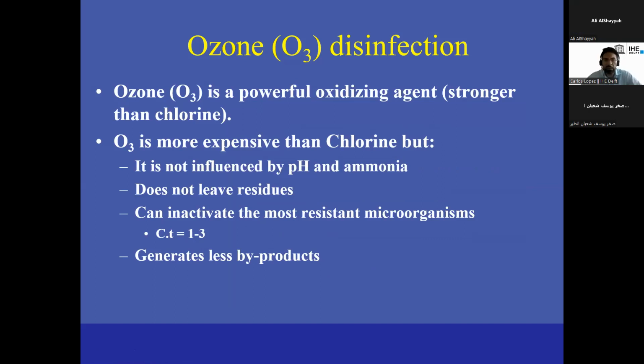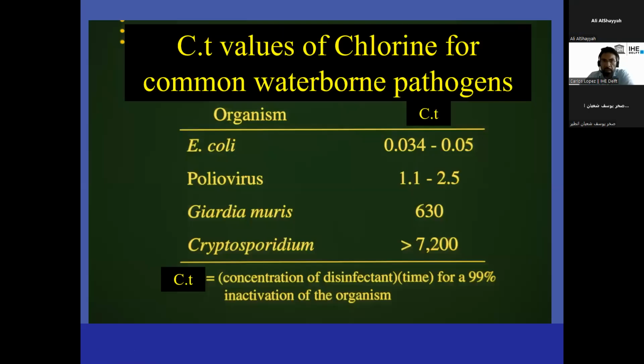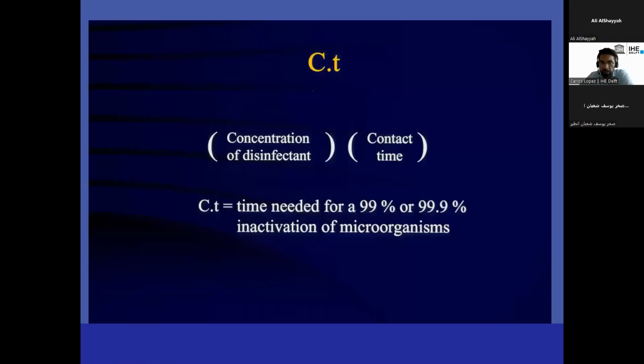So we're talking about the disinfectants, or just to recap, we are going to discuss 3 types of disinfectants: with ozone, with chlorine, and with UV. The most important concept about the disinfection process is the CT factor or parameter, that is the concentration times the contact time.